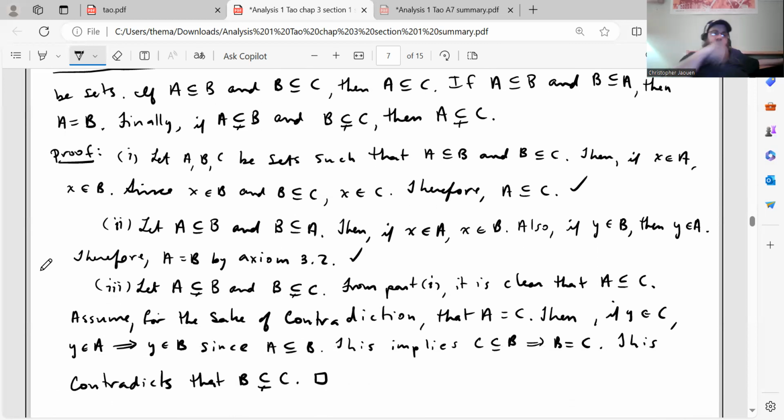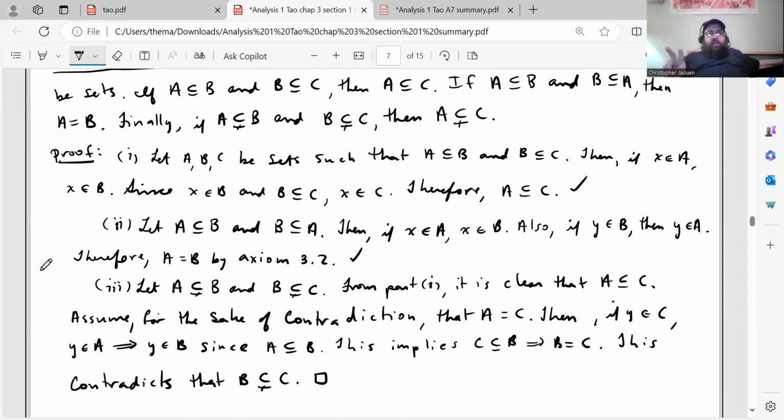All right, so here's my proof. For part one, let A, B, and C be sets such that A is a subset of B and B is a subset of C. Then if X is an element of A, that means that X is an element of B because A is a subset of B. Since X is an element of B and B is a subset of C, that means that X is an element of C. Therefore, A also has to be a subset of C.